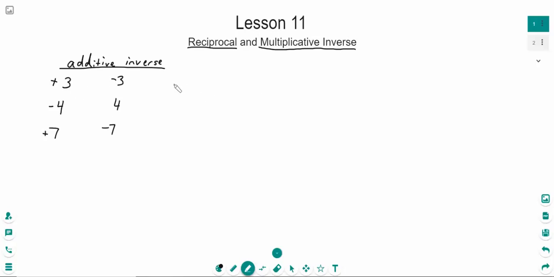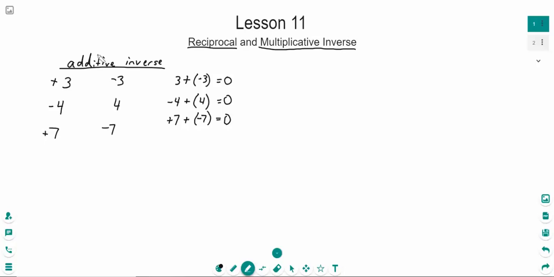And remember we talked about what happens when you add additive inverses together. If you have a 3 and you add it with its additive inverse, which is a negative 3, you end up with 0. And that's true for every additive inverse. If I start with a negative 4 and add to that its inverse, a 4, a negative 4 plus a positive 4 is 0. Same thing with the 7. Positive 7 plus a negative 7 is 0.